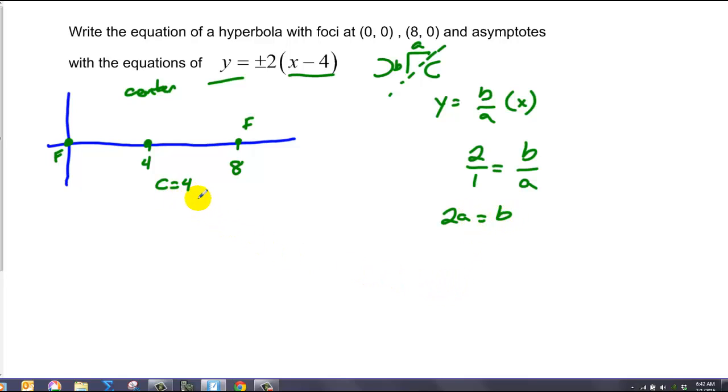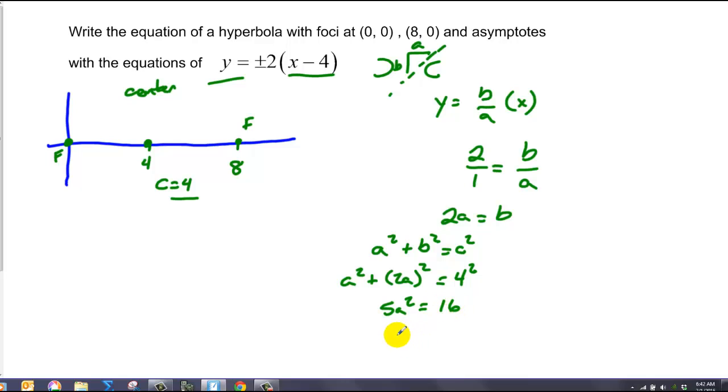And since I know I have a value of c that's equal to 4, and in hyperbolas I know that a squared plus b squared equals c squared, where c is equal to 4, I can make my substitution now, knowing that b is equal to 2a. I can say a squared plus (2a) squared equals c squared. Therefore, I have 5a squared is equal to 16, and then a squared equals 16 over 5.